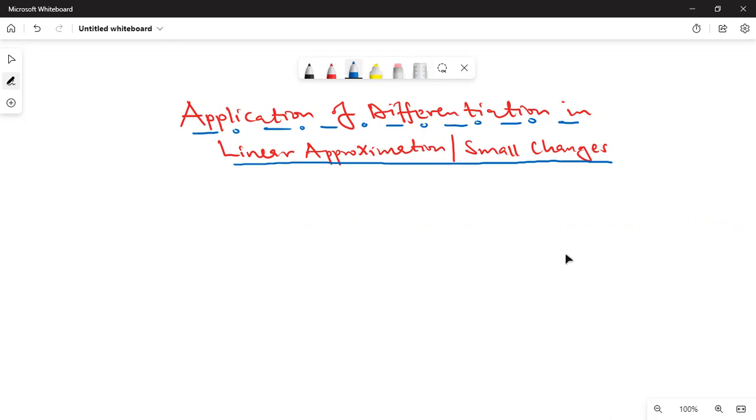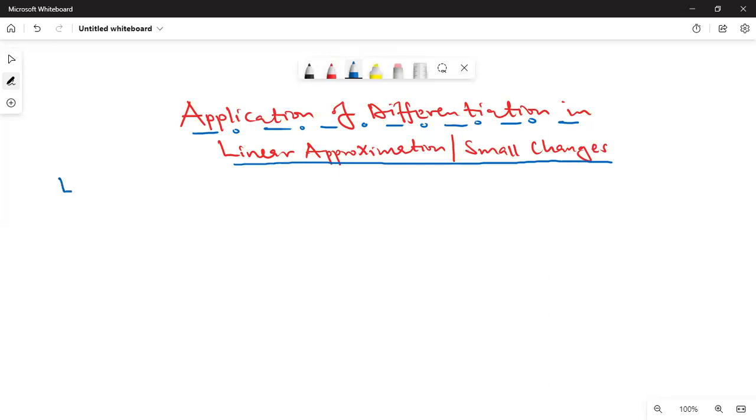Today we are going to look at Calculus 1 and our main topic is on application of differentiation in linear approximation, or what we call the small changes. Now we need to understand what we mean by linear approximation.